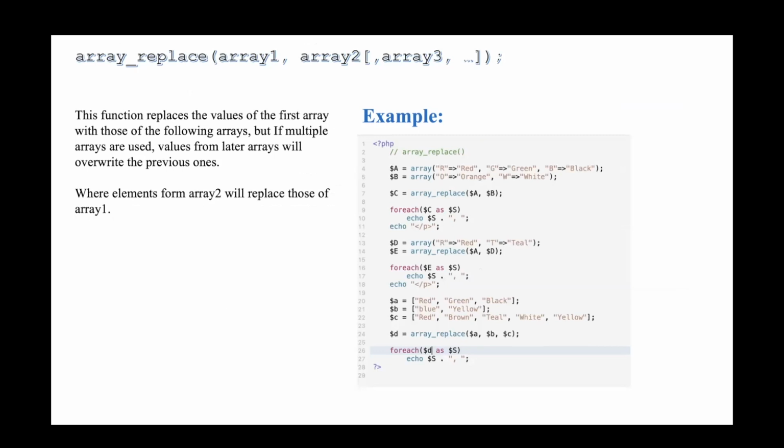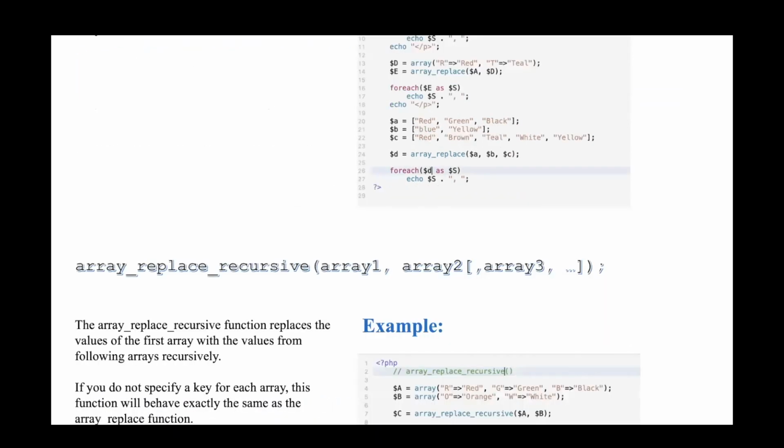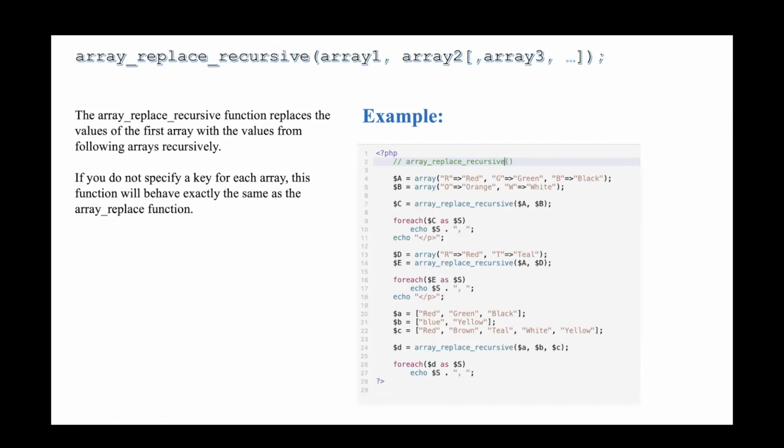The replace function replaces the values of the first array with those of the following arrays, but if multiple arrays are used, values from the later arrays will override the previous arrays. Now, what does that mean? Well, maybe you have an array that has 5 elements, but the second one has 7 and the third one has 9. So it'll eventually add the 7 all the way to 7 and then all the way to 9. And some of the 7s and 9s may repeat or not. So it'll just keep appending as long as they're different. The replace recursive works similarly, but you can use it in multidimensional arrays, and as many as you need, recursively.